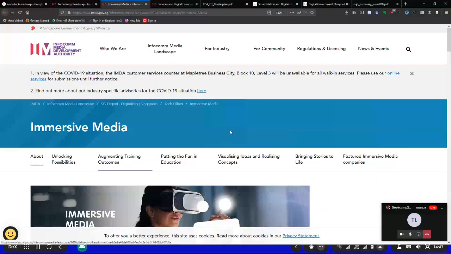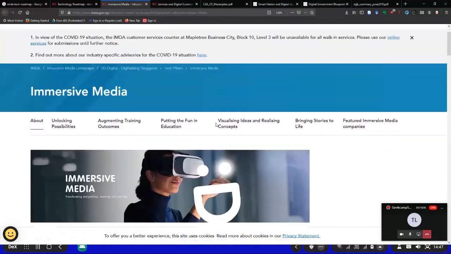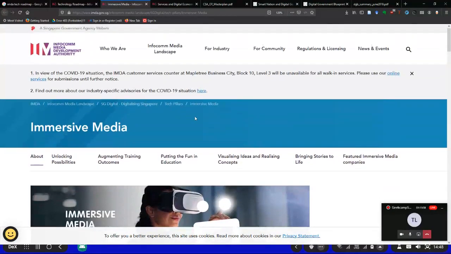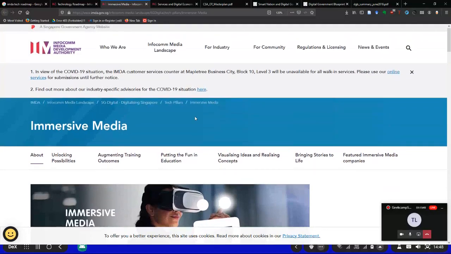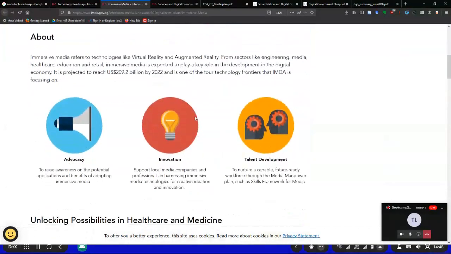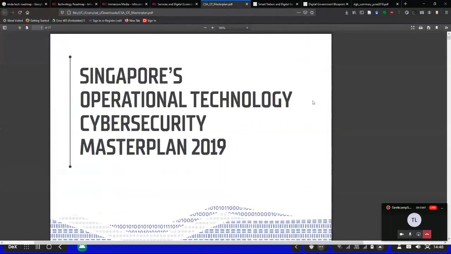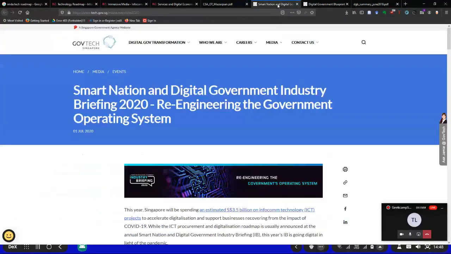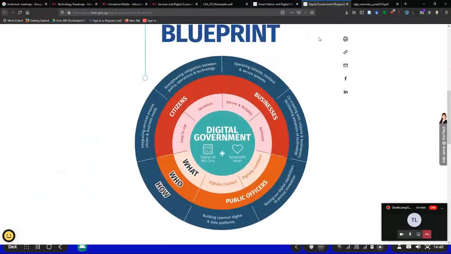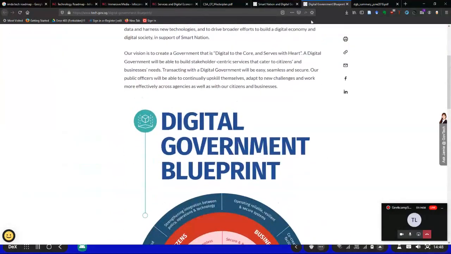So why is this important? Because all the local organizations and agencies are really focusing on this in their technology roadmaps. So the Infocom Media Development Authority also focuses on this, and they have laid this very clearly in their roadmap. Same for Cybersecurity Agency of Singapore. So they laid out this master plan, which includes immersive training opportunities for operators. The same goes for GovTech, and this is a recurring theme in all the future policies that will ensure the resilience of Singapore.